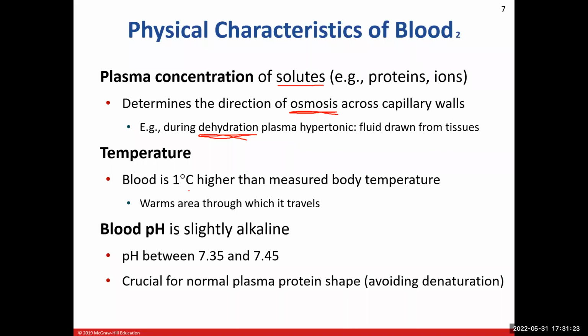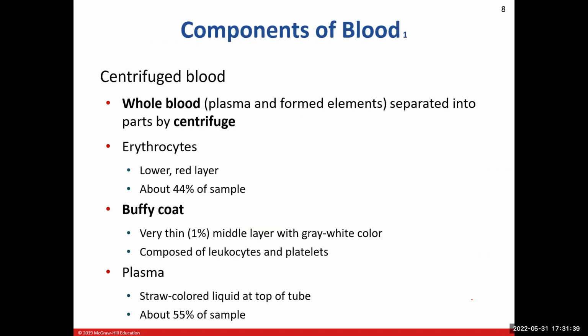All right, we already talked about temperature, 1 degree warmer. And then, of course, we already talked about blood pH. Slightly alkaline, we're looking at 7.4. And we definitely want to avoid denaturation, where we just ruin our proteins. All right, so let's look at the different components of blood.